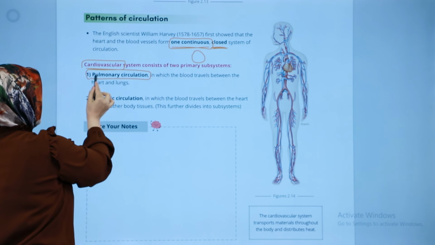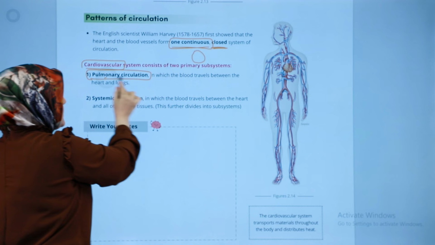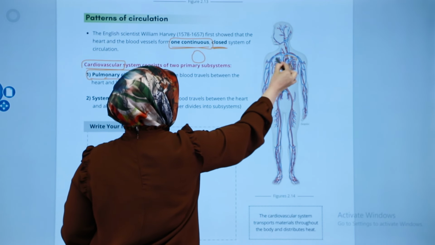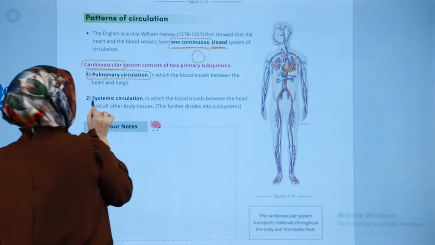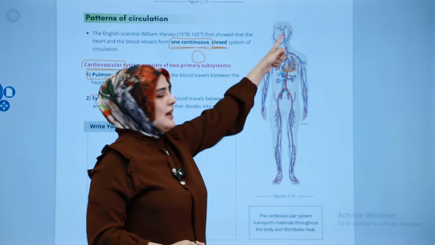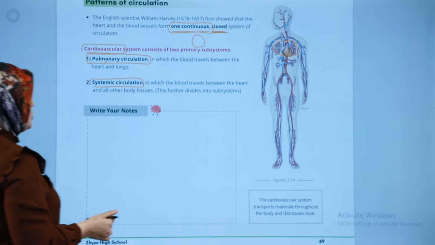However, the cardiovascular system furthermore divides into two parts. Pulmonary circulation, remember, pulmonary, anything related to lungs is pulmonary. That's why it says the blood travels between the heart and the lungs. This is pulmonary, okay? And then systemic circulation: every other part of the body is part of the systemic circulation. Let's see, what do you mean by that?